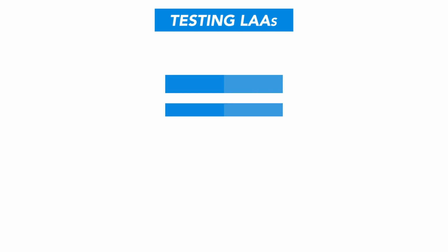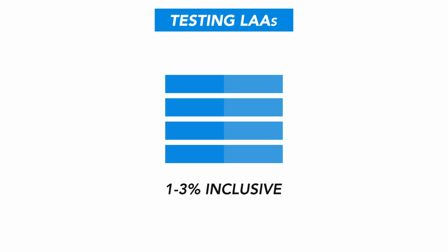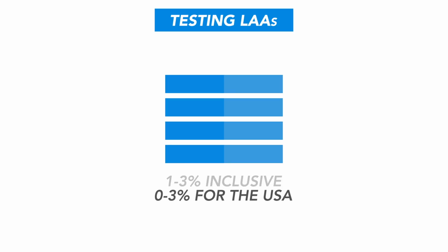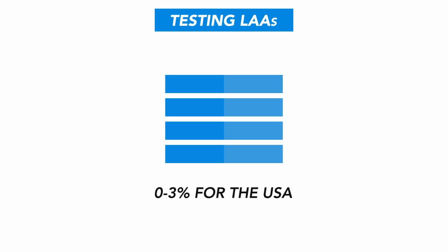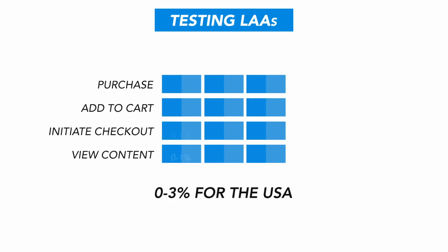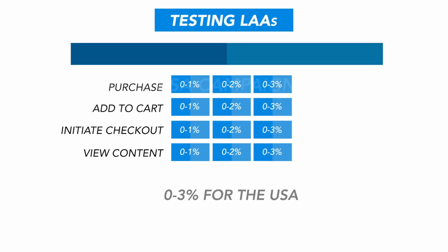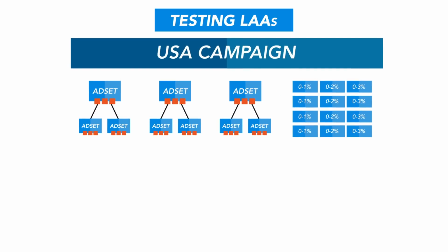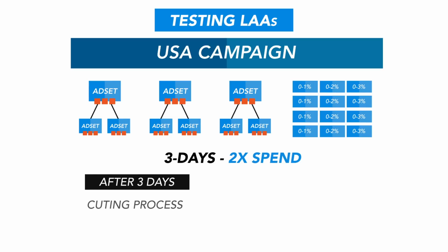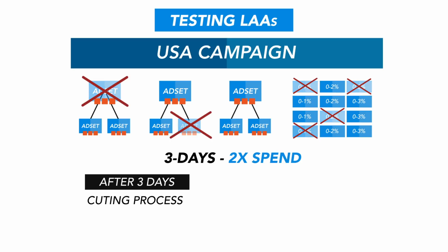The first ones I like to test are purchase, add to cart, initiate checkout, and view content from 1 to 3% inclusive, from 0 for the USA. That's 3 different groups. So 0 to 1%, 0 to 2%, and 0 to 3% for all of those events. After waiting to meet the same 3 days, 2 times spend requirements, you can start the cutting process just like before.